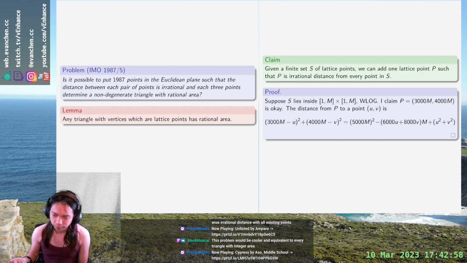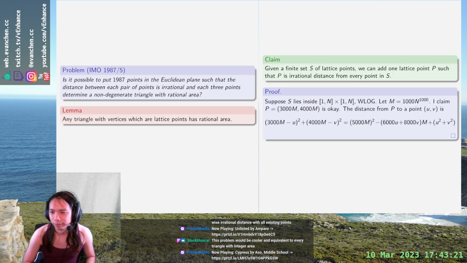God damn it. Okay, we're going to call this n, all right? And we're going to say let m equal 10,000 n to the 1,000 or something. I don't know. 3m, 4m. Well, you know, just drop this act. I don't need to make it like 1,000 n. I can make it as big as I want.